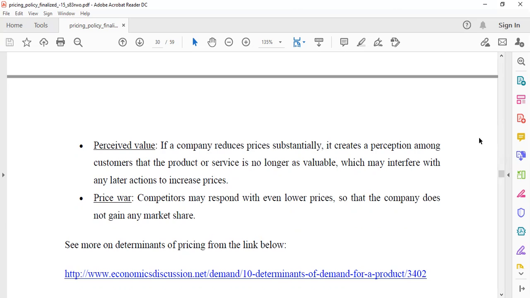Also, it could lead to price wars among competitors in a bid to win over customers. Organizations may continue to cut down prices, which others will respond to, and that results in a price war, and the whole essence is also defeated.